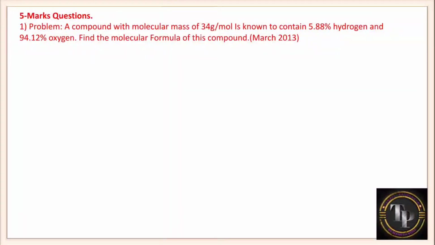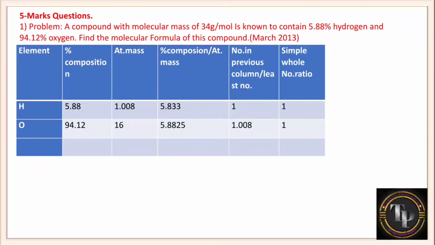So therefore, in the 5-mark question, we will definitely get one question in the midterm and also the annual exam, 100%. I have tried to solve 3 or 4 questions. See guys, first question: a compound with molar mass 34 gram per mole is known to contain 5.88% of hydrogen and 94.12% of oxygen. Find the molecular formula of this compound.